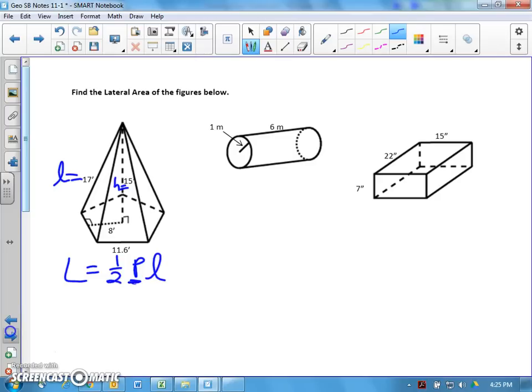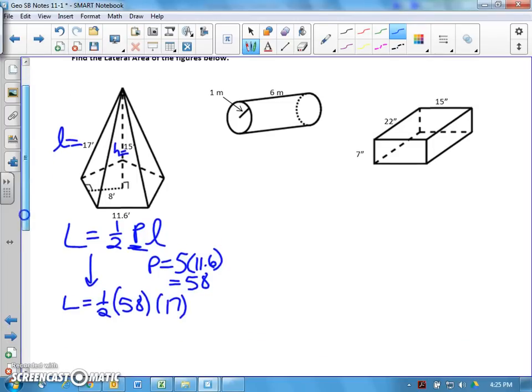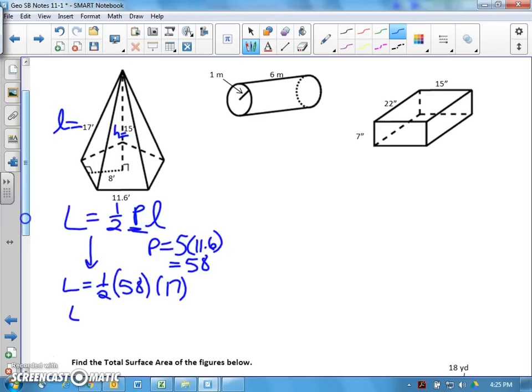I'm seeing this capital P, which means I need to go off to the side and calculate that. My base is my pentagon, so it has 5 sides, each of which are 11.6 feet. So this gives me a perimeter of 58 feet. So now I'm going to continue with my formula and bring the 58 feet back in and my lateral height, and then do my calculations and get 493. So this would be 493 square feet.